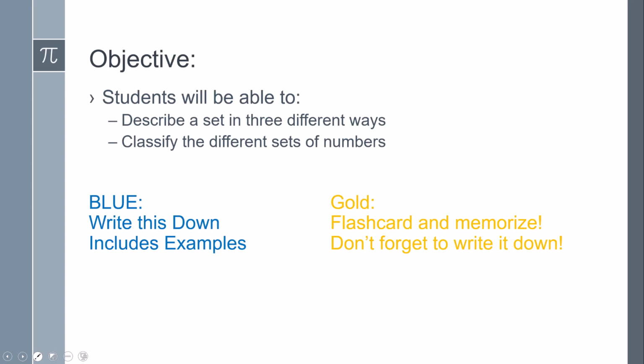Now I'm just going to point this out the first few times when we go through these videos. Things that I highlight in blue, these are going to be things that you're going to want to write down. And anything that I have in gold, you're going to want to put on a flashcard and memorize. It still means you need to write that down, but we're going to want to put that on a flashcard. It's something that we're going to want to memorize.